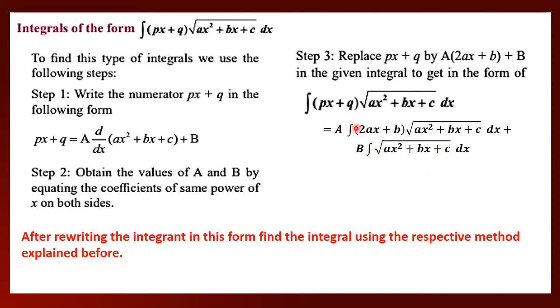Now we can integrate this first term by using the substitution method, which we have already learned before. And this second term, integral of root of ax square plus bx plus c, we have already learned in the previous step. Okay, so after rewriting the integral, we will find the integral using the respective methods.